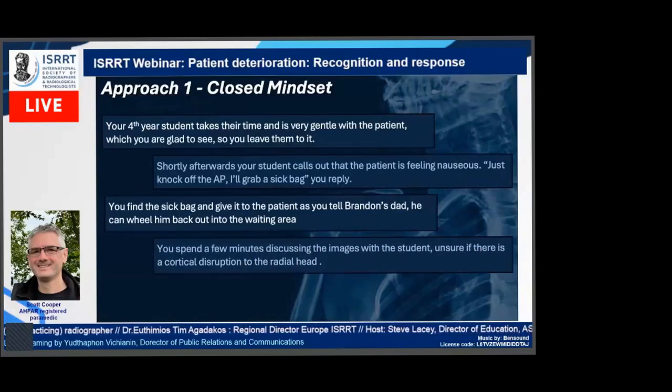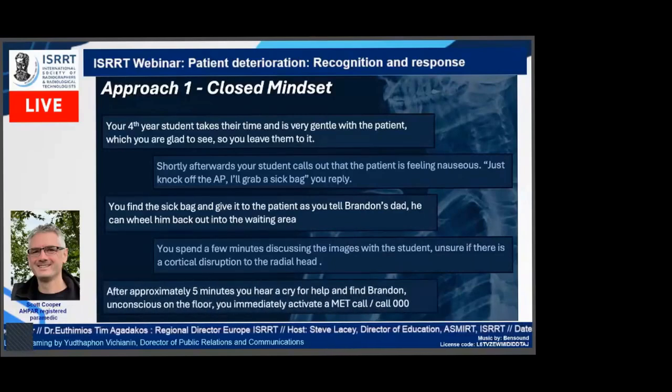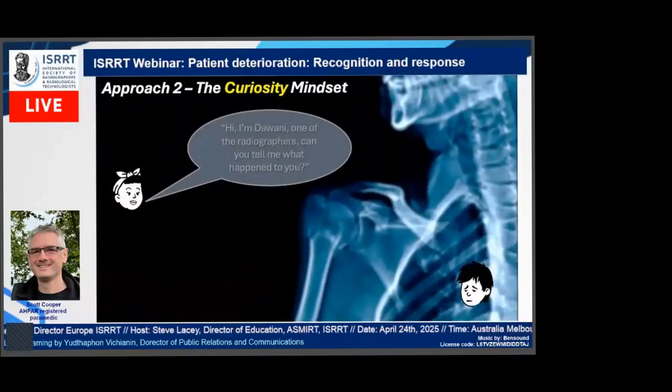And you spend a few minutes with the student discussing the x-ray, looking at the radial head to see if there's any cortical disruption. After about 5 minutes, you hear a cry for help and you find Brandon unconscious on the floor, and you immediately activate a MET call. Again, let's spin that around now. We're going to be looking at a curiosity mindset.